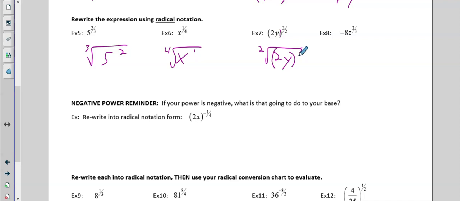Now, very important here, again, notice the z is the only thing with the fraction, so the negative a is going to be on the outside of our radical. The denominator is our index number, and then z squared.